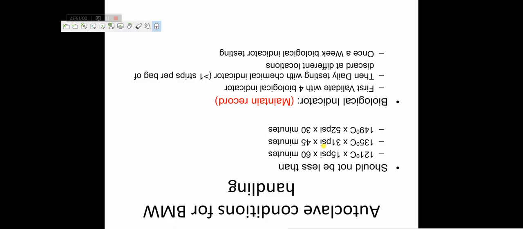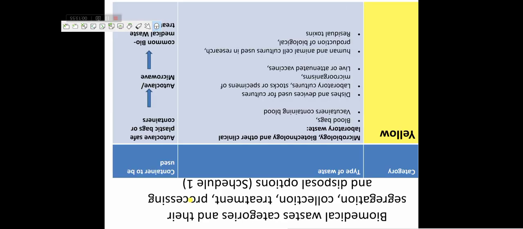Now biological indicator, so maintain records. First validate with 4 biological indicators, and then daily testing with the chemical indicator will be there, and once a week biological indicator testing should be done, right? So these are the conditions for the BMW handling.